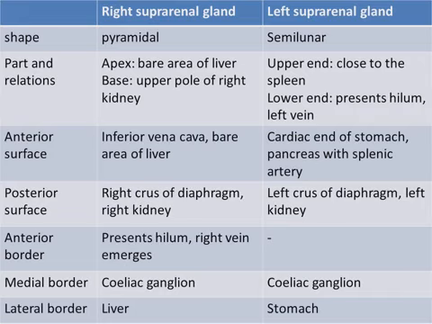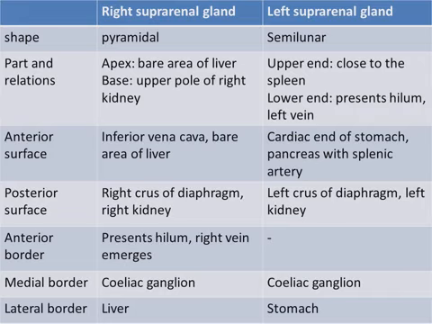And the parts and the relations. The apex is related with the bare area of the liver, and the base is related to the upper pole of the kidney because it is present over the right kidney. Then in the left suprarenal gland, the upper end is closely related with the spleen, and the lower end is related with the hilum and the left vein which emerges from there.